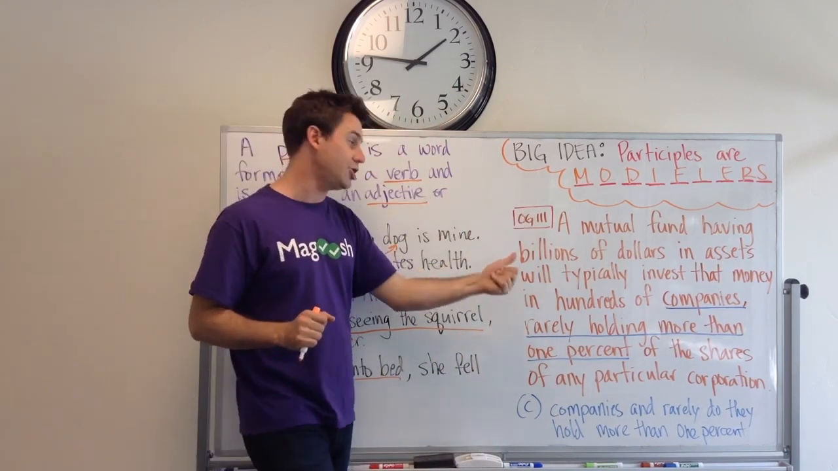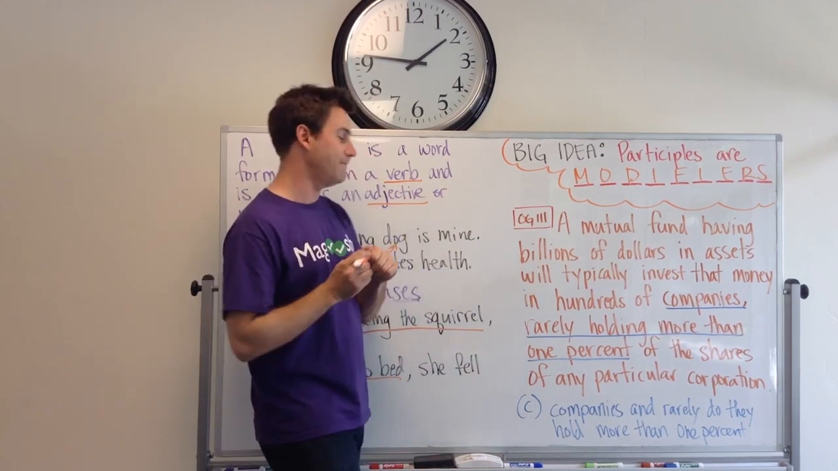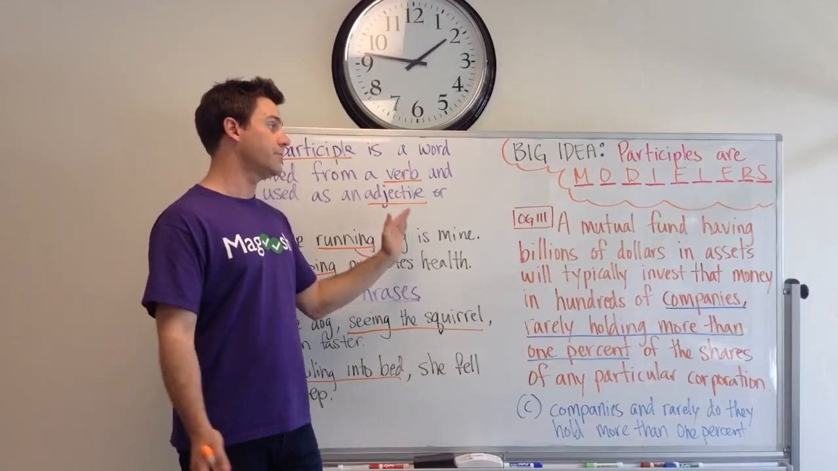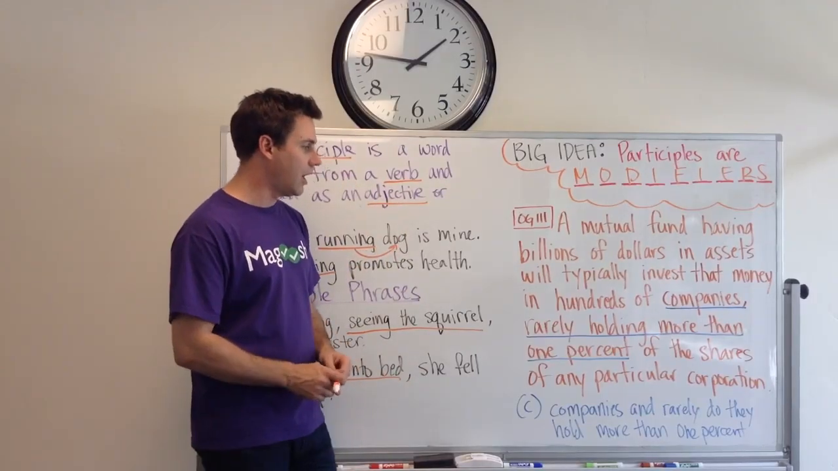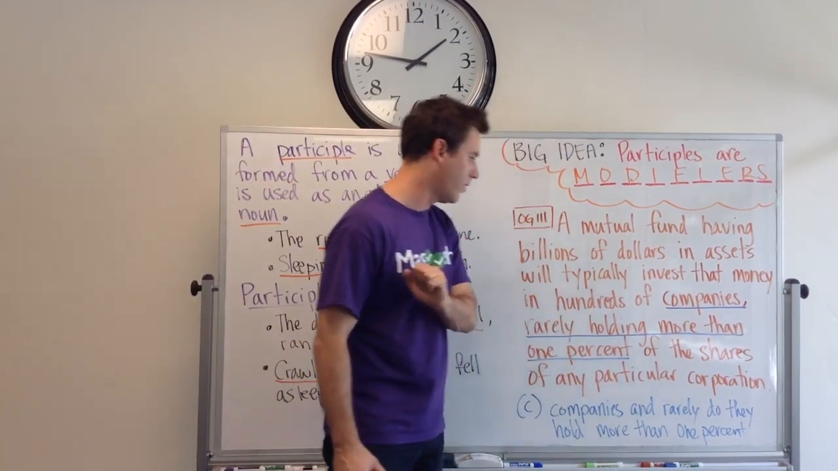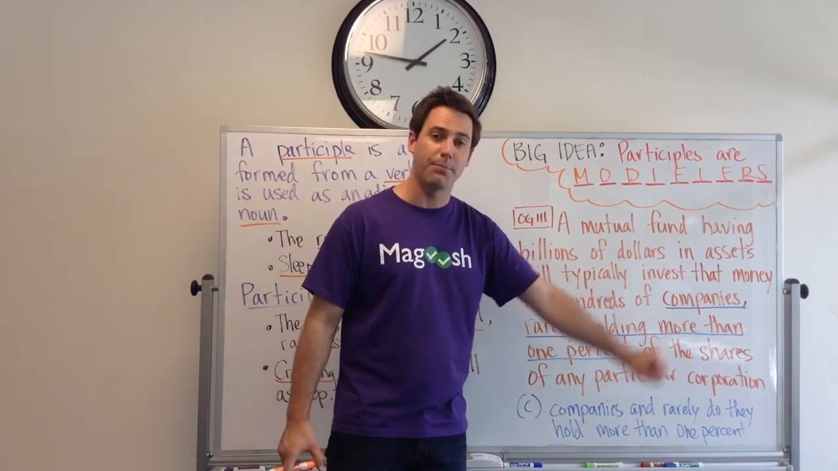Here is an example from the official guide. This is the 13th edition, question number 111. It's a sentence correction question. It says, a mutual fund having billions of dollars in assets will typically invest that money in hundreds of companies, rarely holding more than 1% of the shares of any particular corporation. A couple things to point out here. We have a participle phrase in the underlined portion, rarely holding more than 1% of the shares of any particular corporation. That whole thing at the end is a participle phrase.